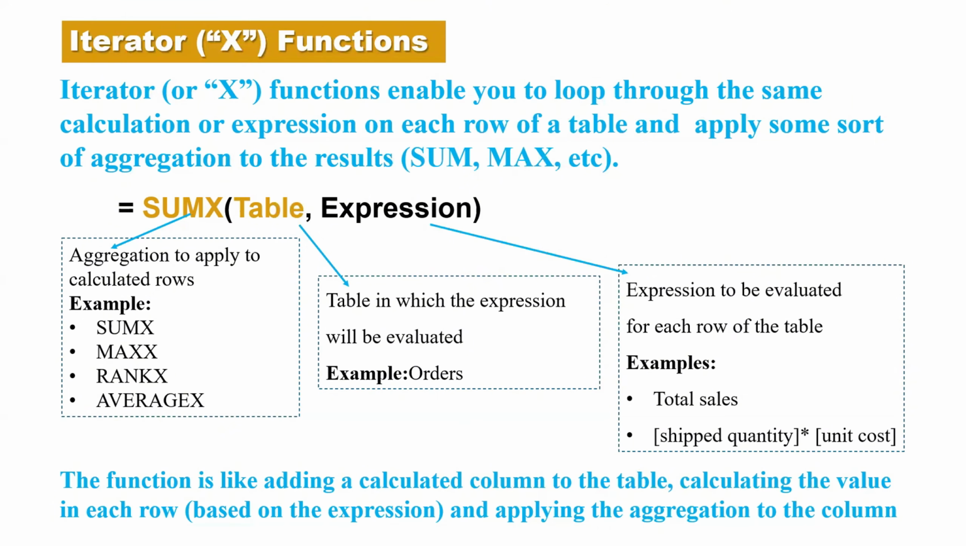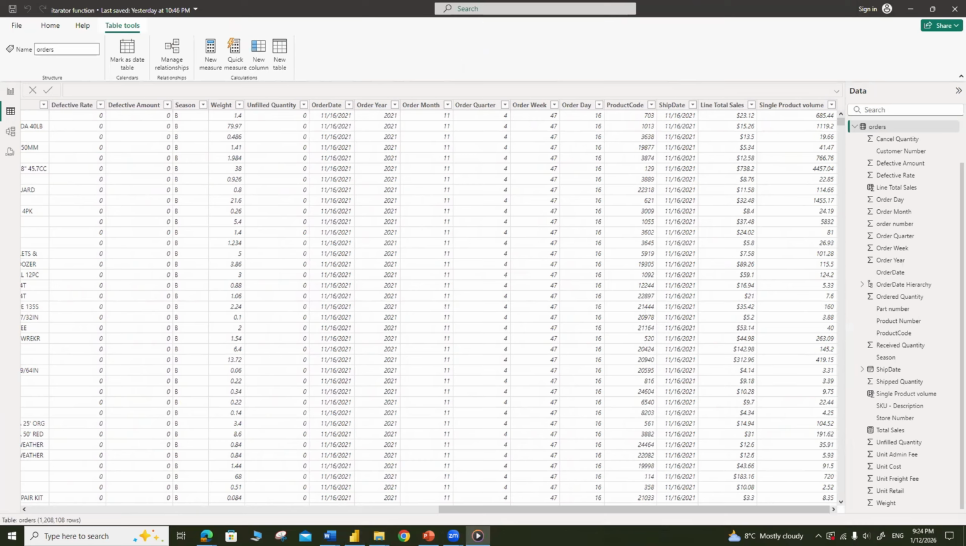One helpful way to think about iterator functions is to imagine that DAX is temporarily adding a calculated column to the table. This column stores the result of the expression for each row as DAX works its way through the table. Then, once it reaches the final row, it aggregates those values based on the function you're using. With SumX, it sums them. With countX, it counts them. With rankX, it assigns ranks, and so on. That's essentially how iterator functions work behind the scenes.